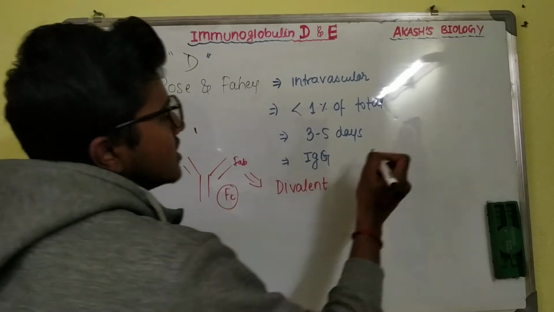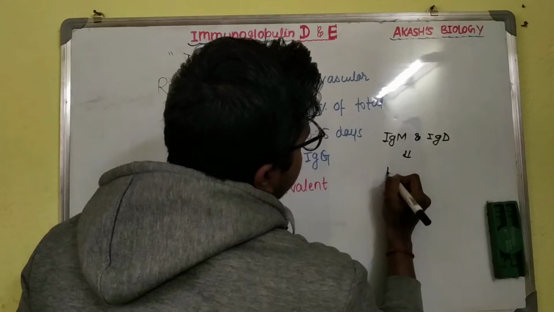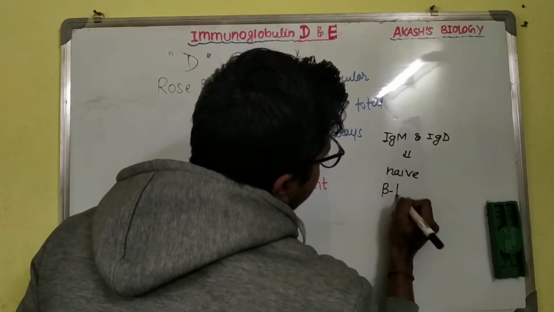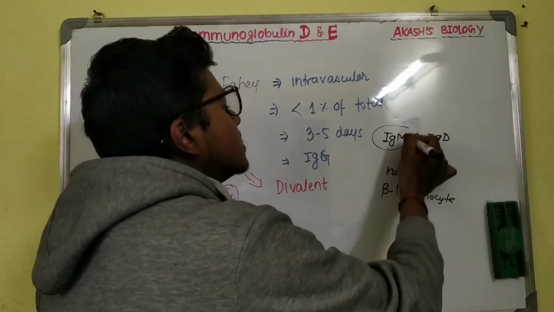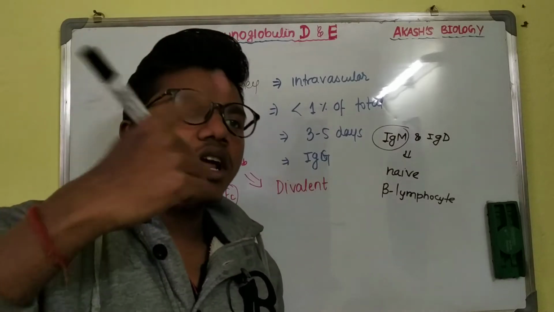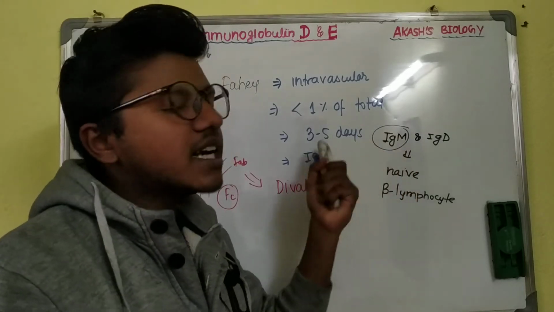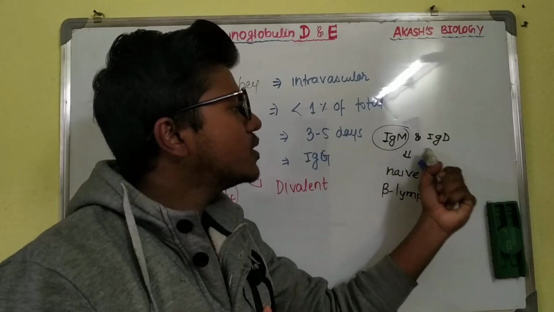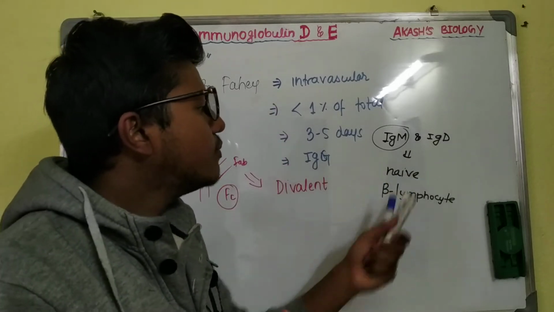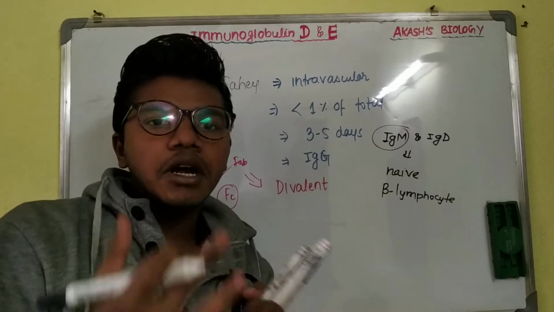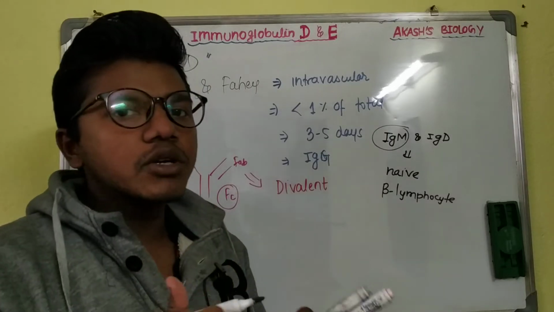So IgM and IgD both are present on the naive B lymphocyte. As we have elaborated in the IgM video, IgM is mainly present as a pentamer. But there is also another form of IgM, the monomer, present as a single molecule. This monomeric IgM is present in conjunction with IgD on the surface of the B lymphocyte. Naive B lymphocytes are those that have not yet encountered the antigens, or they are mature but not mature enough, or have not yet encountered antigens.